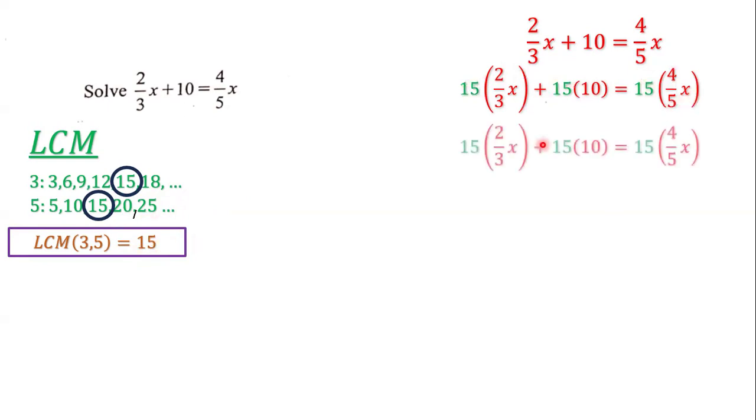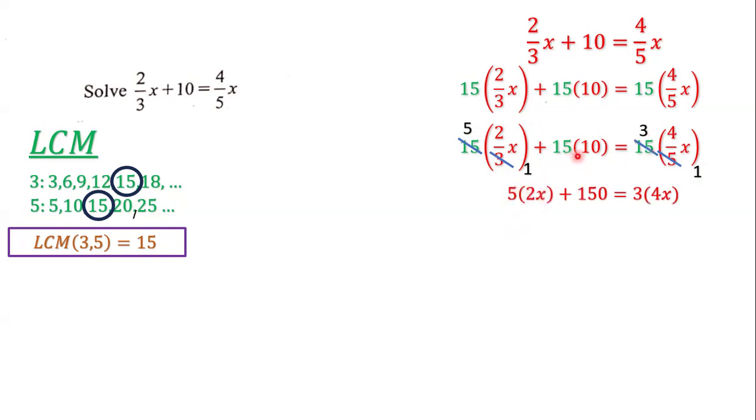Next, we say, okay, how many times does 3 go into itself? Well, 3 goes into itself 1 time, and 3 goes into 15 5 times. We have 15 times 10, and we say, okay, 5 goes into itself 1 time, but 5 goes into 15 3 times. And so what do we have left? Well, we have 5 times 2x, and that gives us what? 5 times 2x right here. So we put that here.